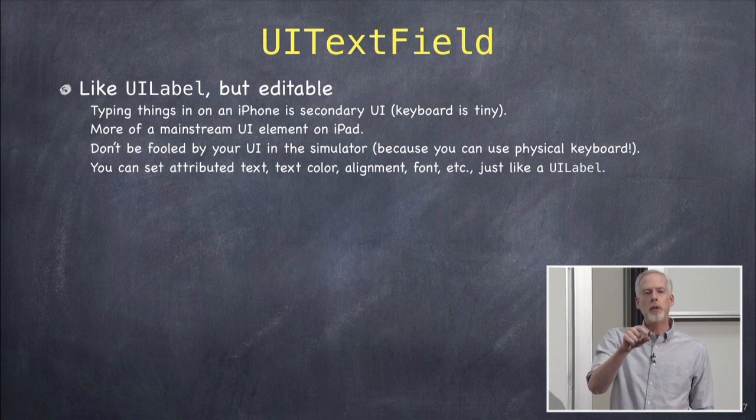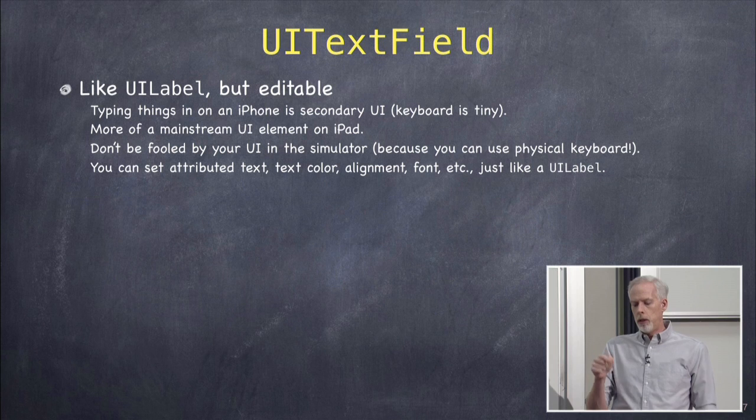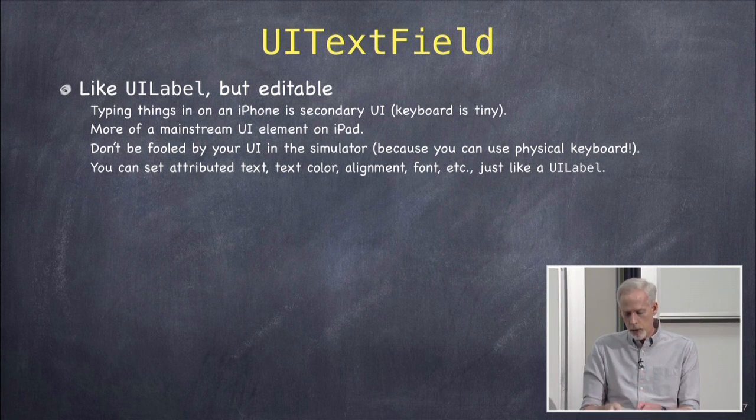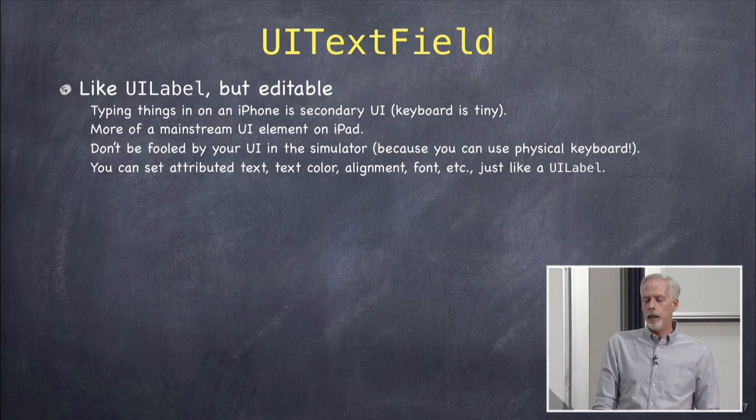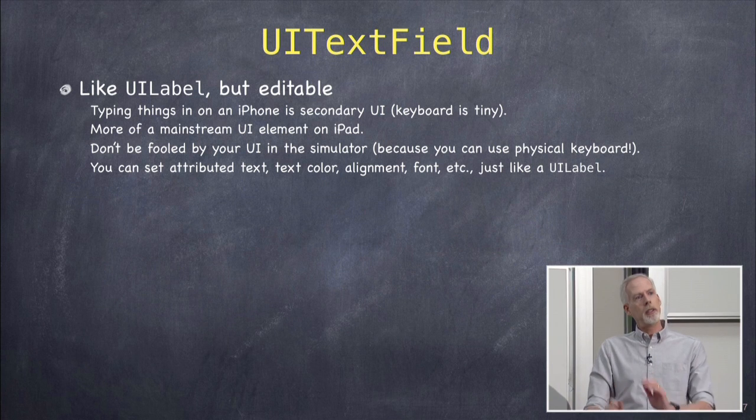So a UI label, if you touch on it, nothing happens. But a UI text field, if you touch on it, a little blinking cursor happens, and the keyboard will come up from the bottom, and you can use your thumbs and type, or, if you have an iPad with a physical keyboard, you could type or whatever.